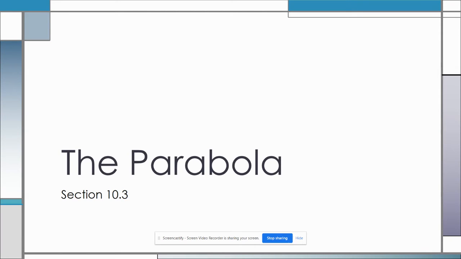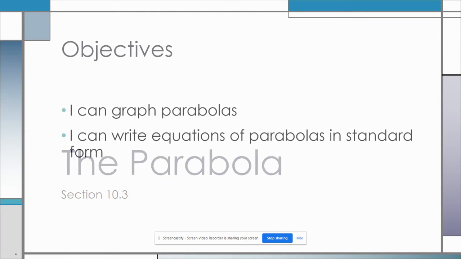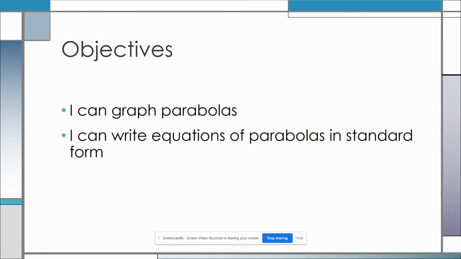Today we're going to continue with section 10.3, so more with the parabola. We're going to graph parabolas and write equations in standard form.